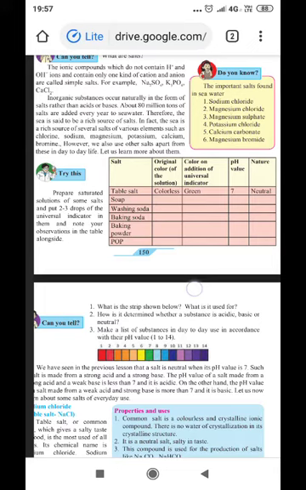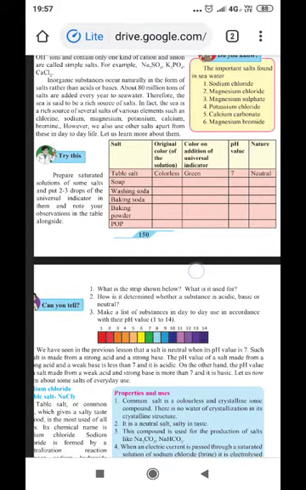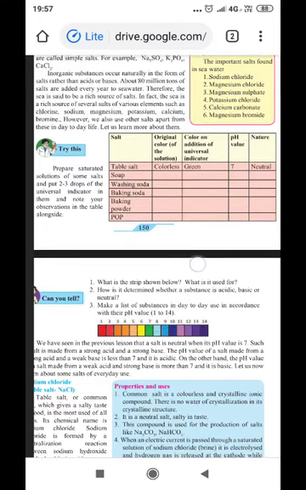Inorganic substances occur naturally in the form of salts rather than acids or bases. About 80 million tons of salts are added every year to the seawater. Therefore, the sea is said to be a rich source of salts. In fact, the sea is a rich source of several salts of various elements such as chlorine, sodium, magnesium, potassium, calcium, bromine. However, we also use other salts apart from these in our day to day life.